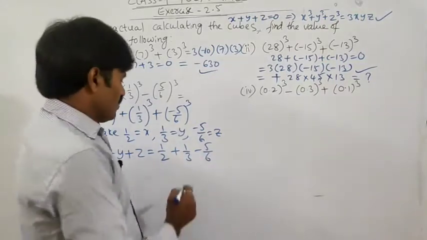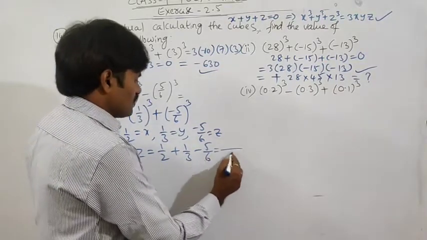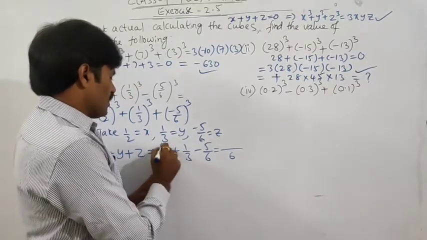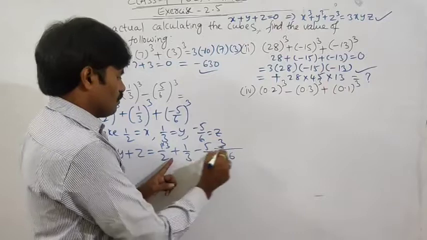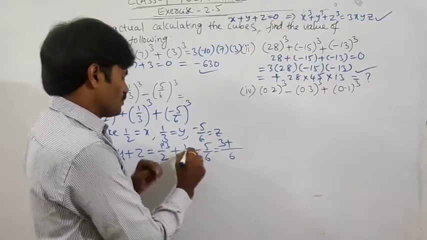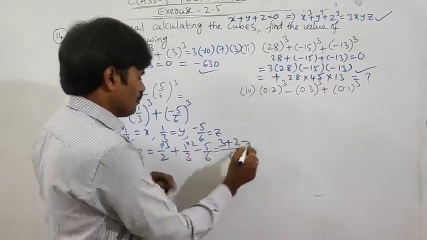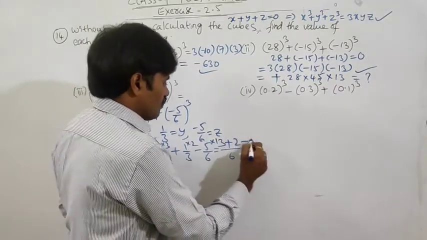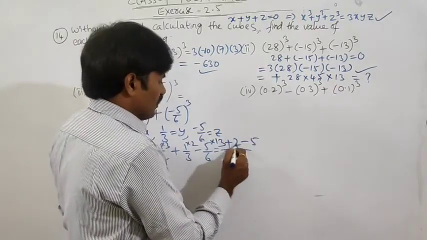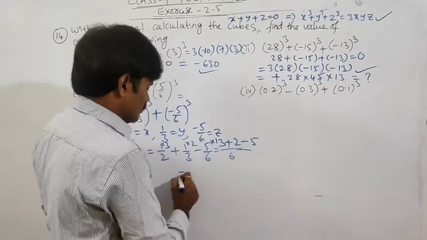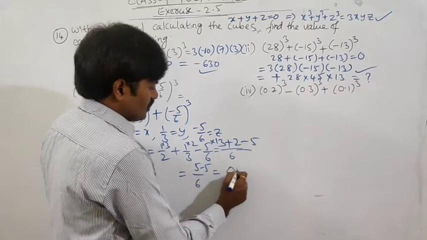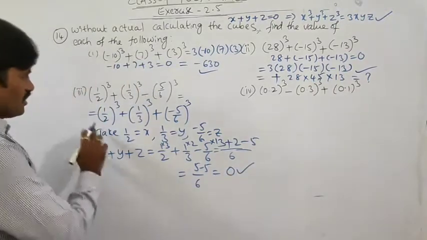Okay, clear. Now if we simplify, what is the LCM? 6. 2 divides 6 3 times, so 1 into 3, so 3, plus 3 divides 6 2 times, so 1 into 2, 2, minus 6 divides 6 1 time, so 5 into 1, 5, so minus 5. 3 plus 2, 5, 5 minus 5, 0. So 1 by 2 plus 1 by 3 minus 5 by 6 is equal to 0. So here the result is 0.